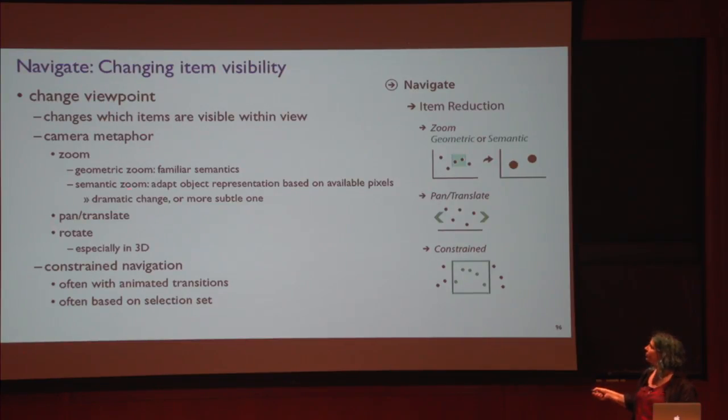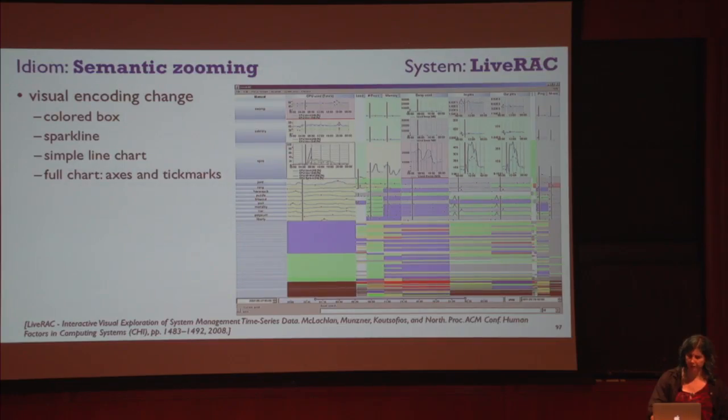There's also some interesting ways to think about zooming that are non-literal, that don't just copy what a camera would do. And one of the more interesting ones is what's called semantic zooming, which is to do something smart about representing the object based on the number of pixels that are available to you. And you could either have something that's quite a dramatic change or a more subtle one. I'm actually going to skip ahead to this slide to give you an example.